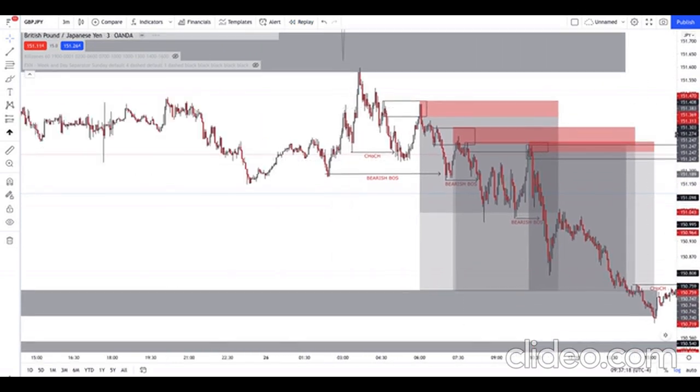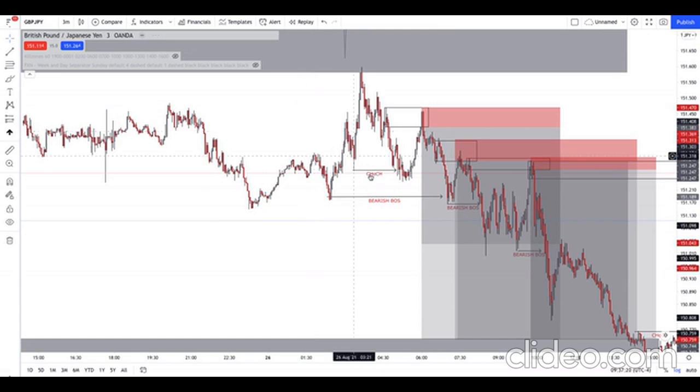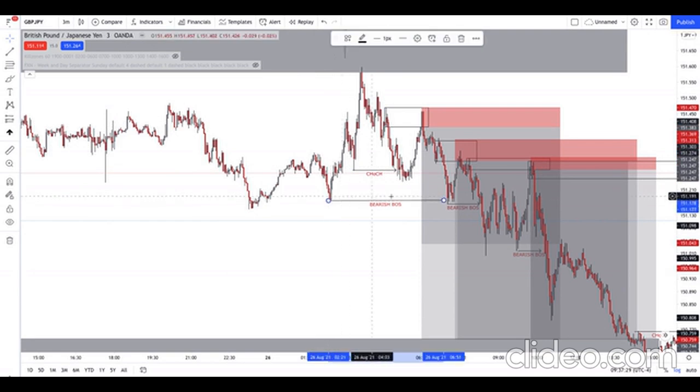Right? So once you got that change of character, you could have gone at this area of supply right here. Now you wait for a breaker structure, right? You wait for this low to be broken to continue to stack in another entry. So once this low was broken at this point over here, we can then identify a nice area of supply right here.